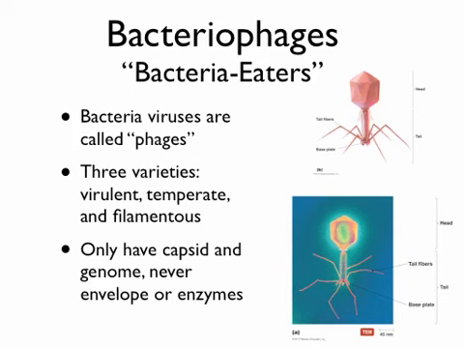And the bacteria would just kind of melt. And they knew that something was eating the bacteria, and they couldn't see what it was. So they called those phages. What it turns out that they were was viruses that eat bacteria. So this is your standard bacteriophage.